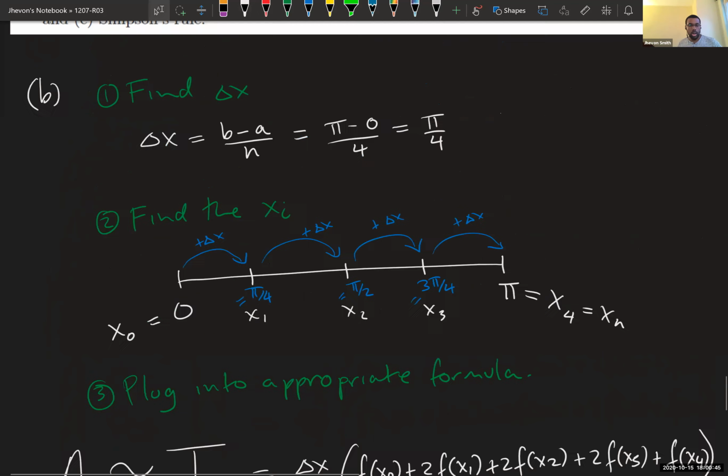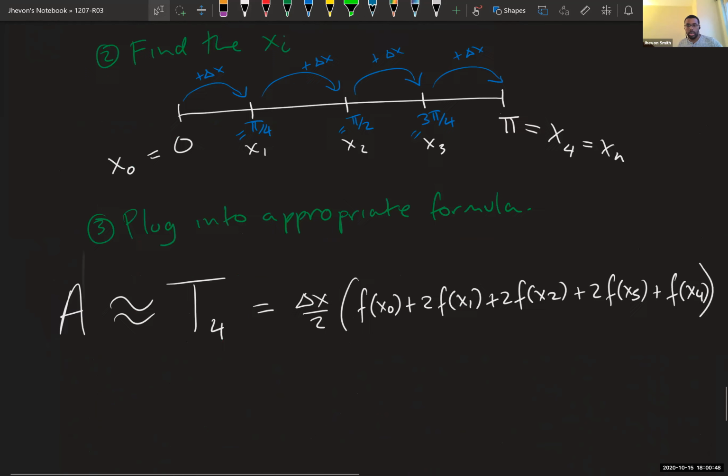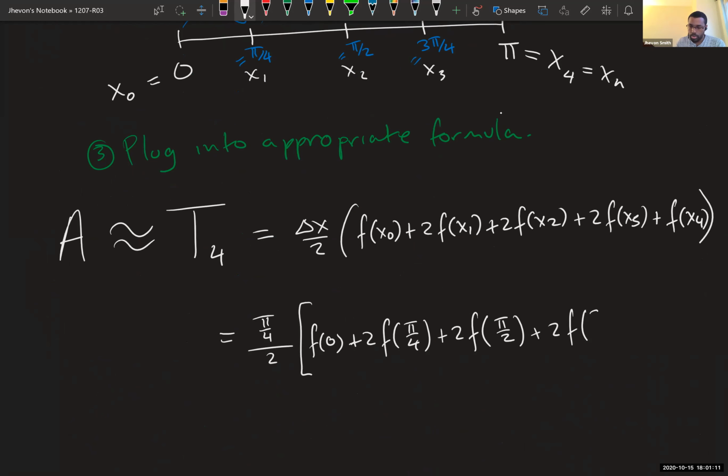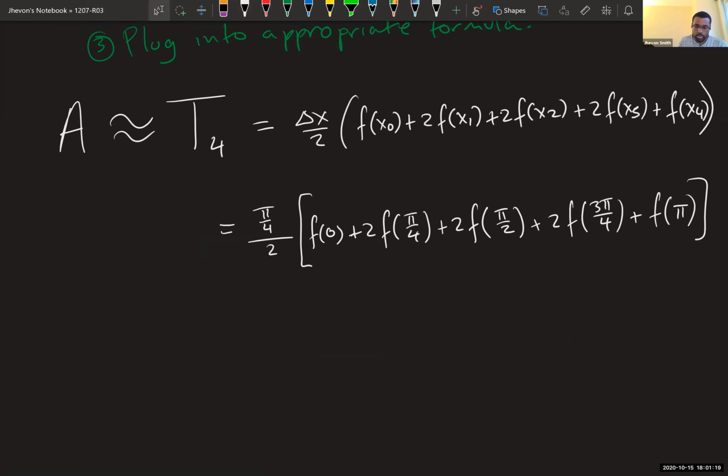And now we just plug in. Our f was the sine function and our x's are there. So our delta x is pi over four. And here I'm just going to have f of zero plus two times f of pi over four plus two times f of pi over two plus two times f of three pi over four plus f of pi. So this is pi over eight.